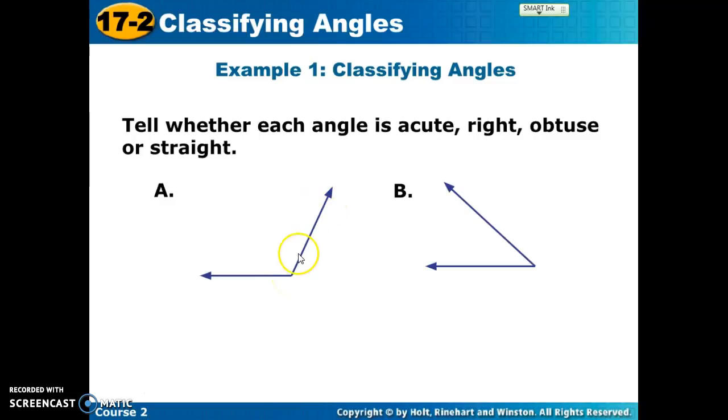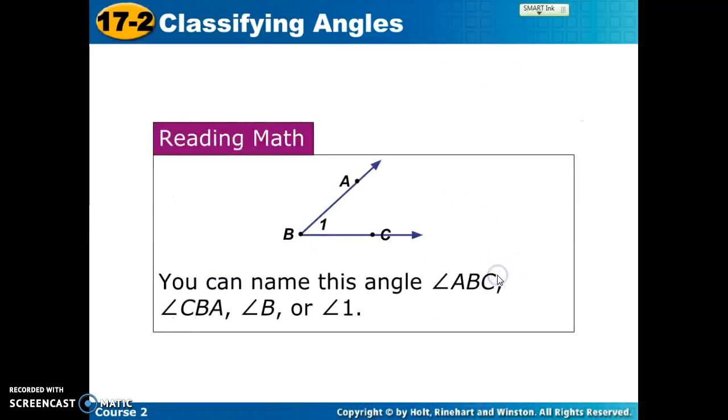Are we less than 90? Are we more than 90? Or are we exactly at 90? And of course we're more than 90 degrees, so it's an obtuse angle. Letter B, you can see that we have an angle, again, that seems to be less than 90 degrees, and if it's less than 90, it's going to be an acute angle.